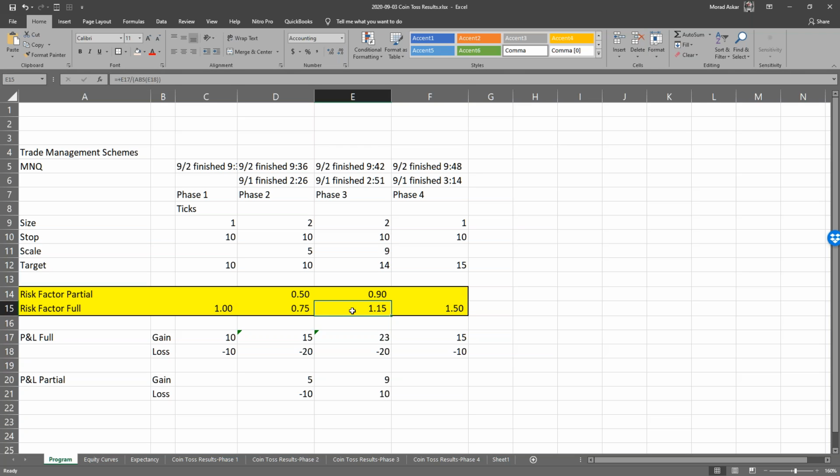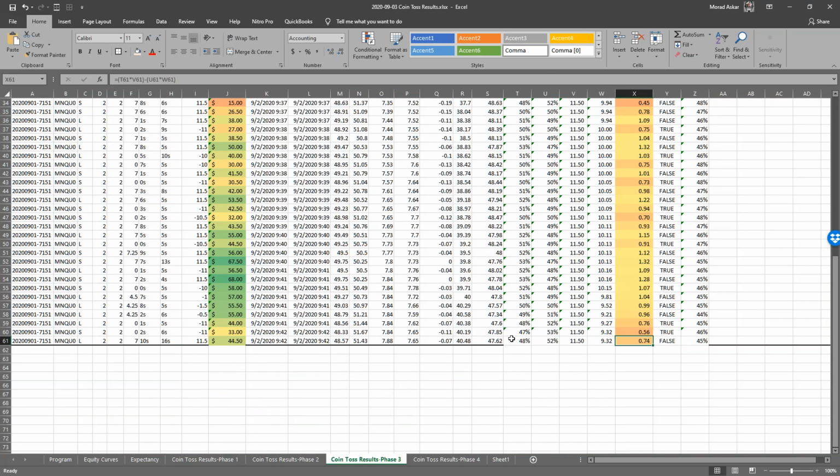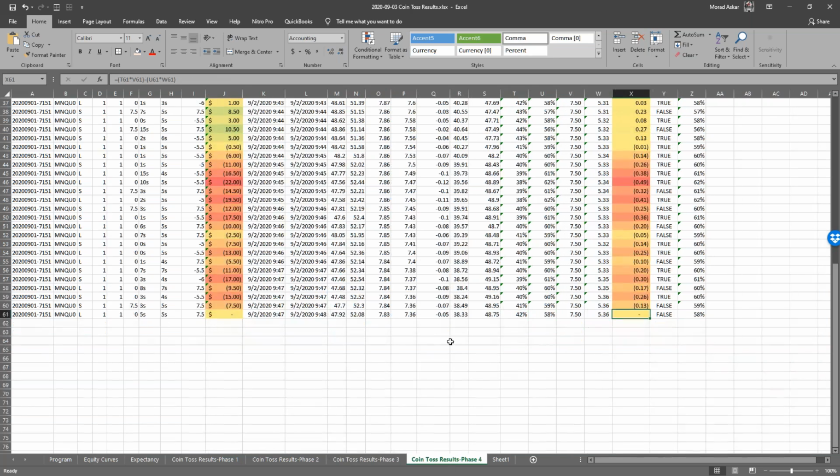Someone would like to see again the win rate and the expectancy of phase 3 versus phase 4. So expectancy is greater in phase 3 than phase 4, simply because there's a scale out. Phase 4 had a higher profit factor. I had a higher risk factor. And then the win rate, I did not break that out. So let's look at the win rate. The win rate on 3 is 48%. The win rate on 4 is 42%.